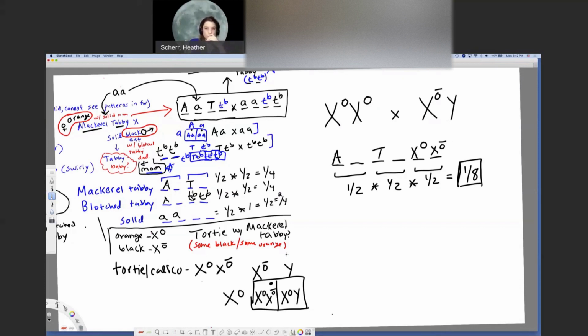So you can see, oh my God, she gave me 3 things. Just figure out which ones matter together. The agouti and the tabby matter together. The tortie, on the other hand, the orange-black tortoiseshell, that is its own thing.